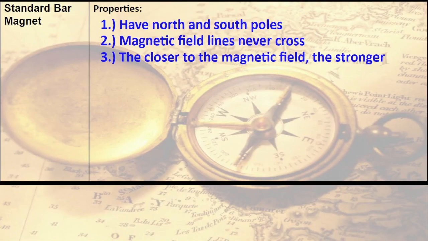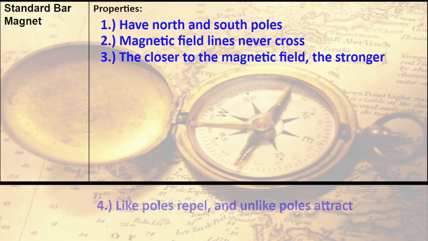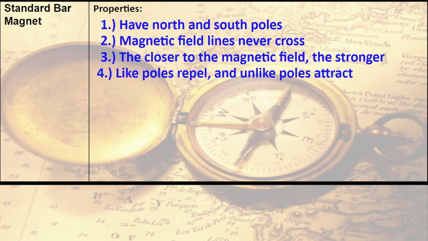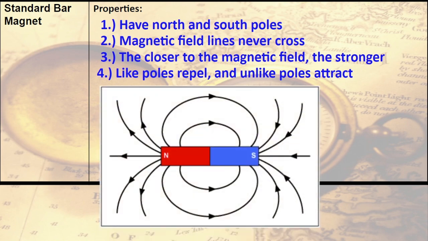Then we're going to say that the closer to the magnet, the stronger the magnetic field is, which makes sense. As we get closer and closer to that magnet, we should experience a stronger and stronger magnetic field. Lastly, like poles are going to repel and unlike poles attract. So like poles such as north-north or south-south will repel, and unlike poles such as north-south or south-north will attract.